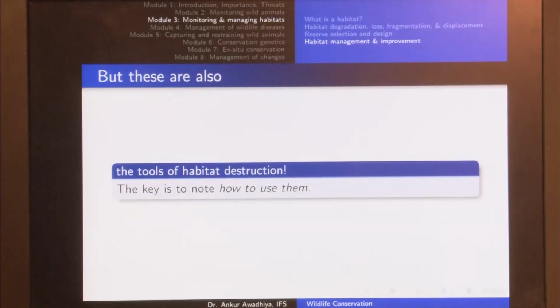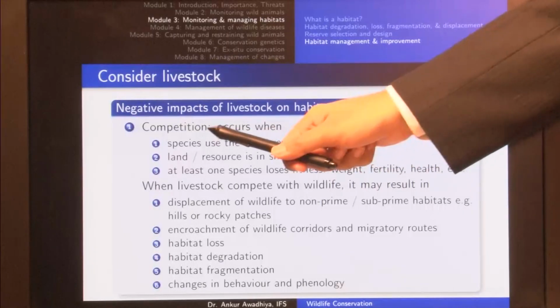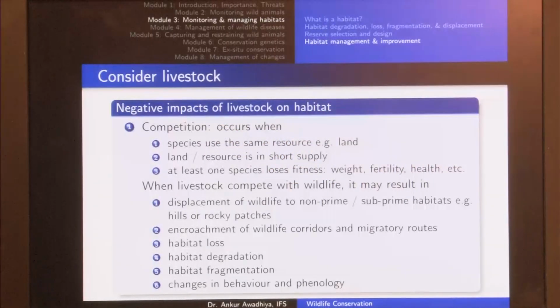To look at it in greater detail, we consider one of these tools, livestock. Livestock includes cattle, which people can use for grazing. Let us begin to look at the negative and the positive impacts of livestock on habitat. The first negative impact is competition. Competition occurs when a number of species are using the same resource. In this case, the resource is land that is providing fodder.